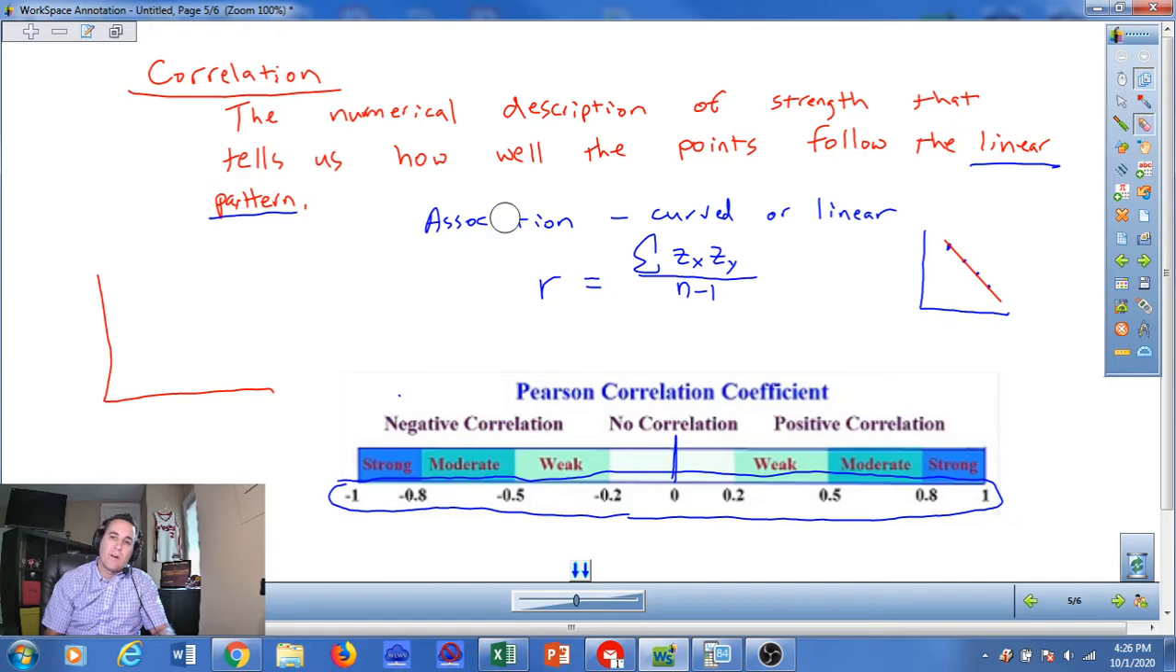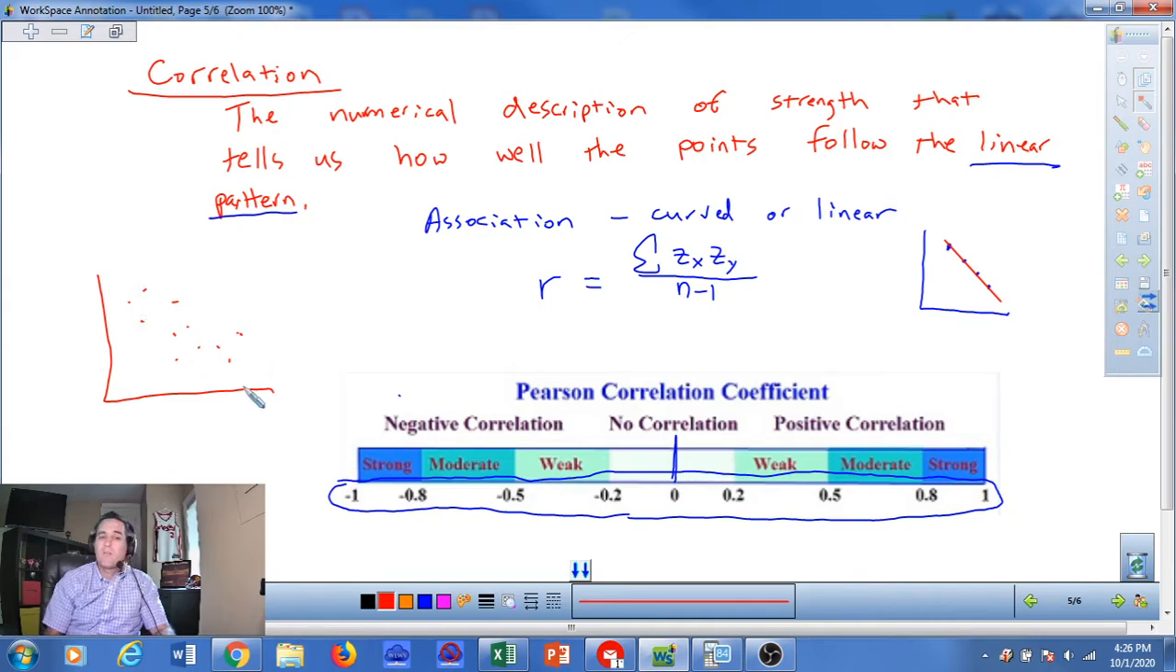If I give you one that looks like this, that's probably a nice correlation of negative. It's negative because it's going down, but it's probably close to negative 0.8, 0.7, somewhere in that area.